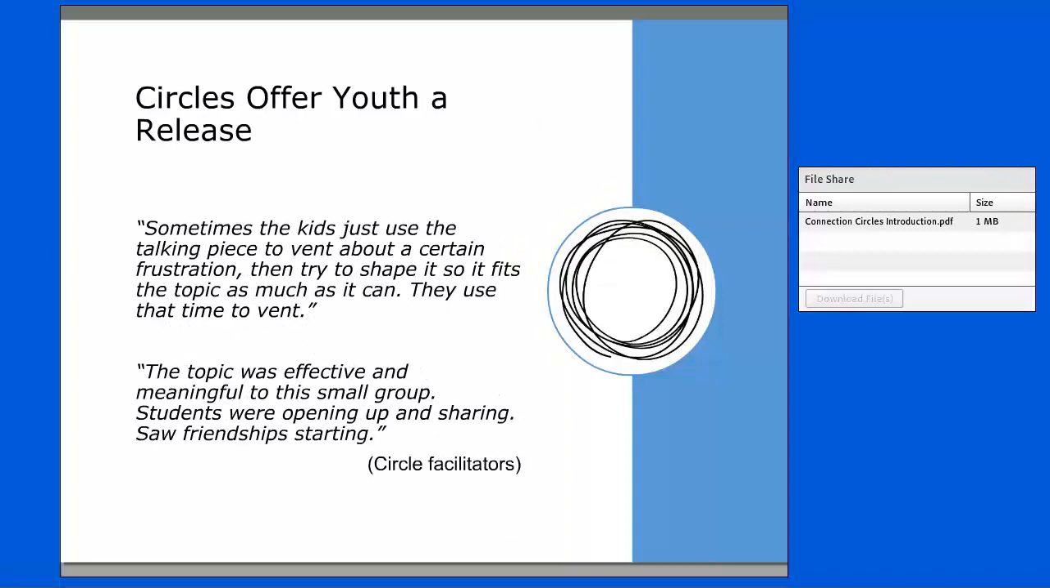And circles offer youth a release. It's been noticed by facilitators running these circles that sometimes the kids just use the talking piece to vent about a certain frustration and then try and shape it so that it fits the topic as much as it can. They use that time to vent. Another facilitator commented, "The topic was effective and meaningful to this small group. Students were opening up and sharing, saw friendships starting."